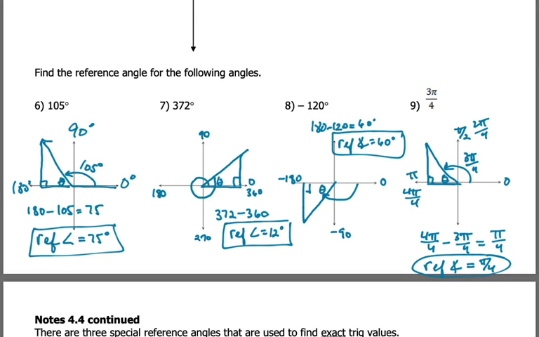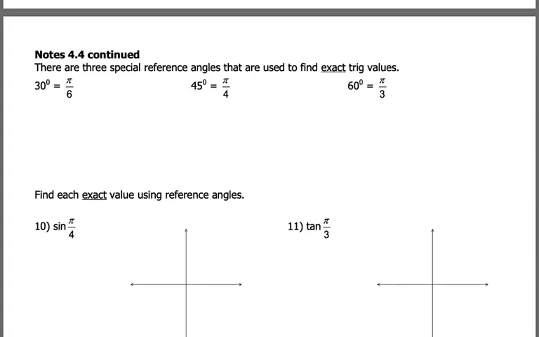So that's our reference angle. Okay, let's move on. There are 3 special reference angles that we use to find exact trig values, and that's 30 degrees, which is the same thing as pi over 6. Remember, pi over 6, we can think of it as 180 divided by 6 to get that 30 degrees. So basically, anytime you see a 6 in the denominator, you should be thinking about a 30-degree reference angle.